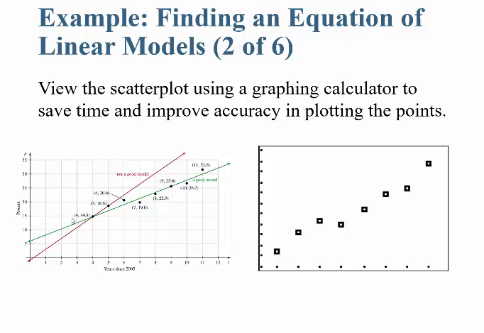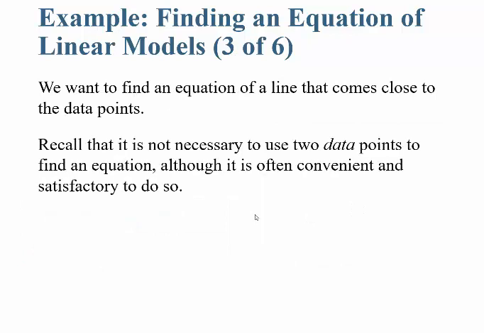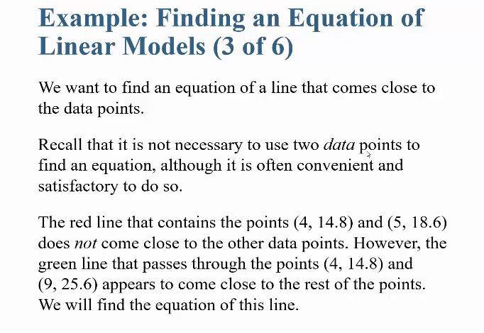And this green line that goes through this point and this point does a good job modeling the data. So now I recognize that this green line is a good model for the data, and I want to find the equation of that line, the line that comes close to those data points. Now I did pick 2 data points, but recall it's not necessary to use 2 data points to find an equation. It's often convenient, but you could pick some points that are not on there. But for these simple examples, you're going to want to pick points that are actually in the data set.